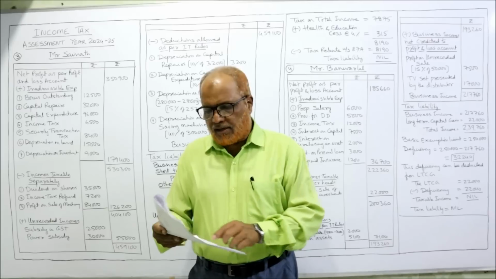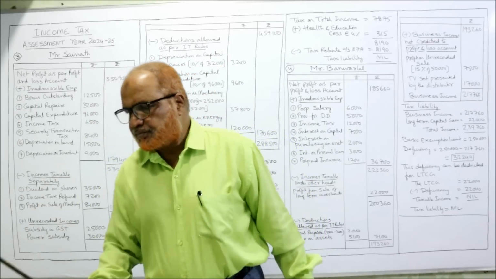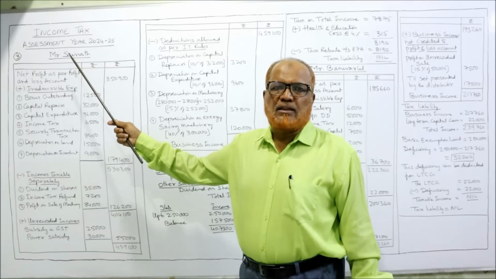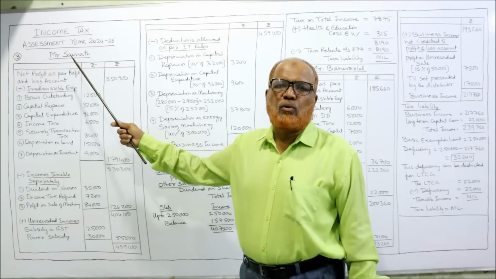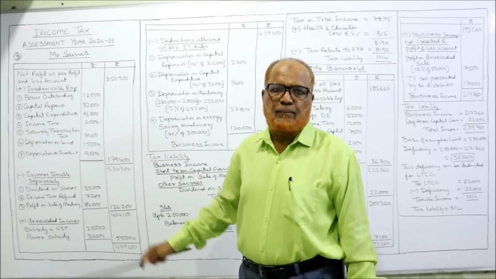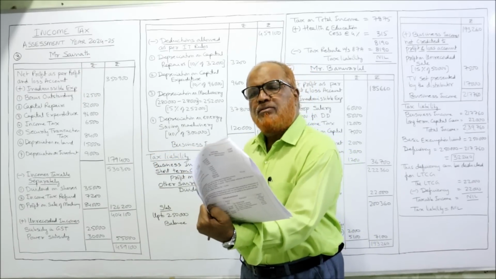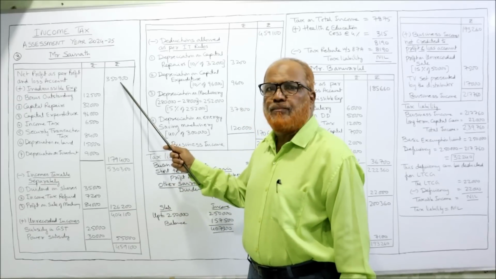Now, the debit side, we will start now. Computation of income from business of Mr. Sainath for the assessment year 24-25. That should be your heading. Now, net profit as per profit and loss account, it is given in the problem, 3,50,900.